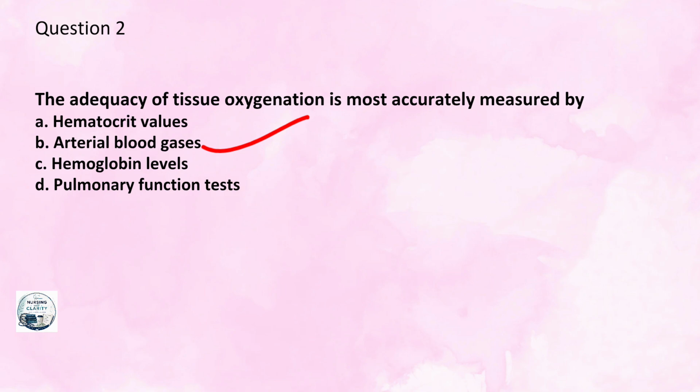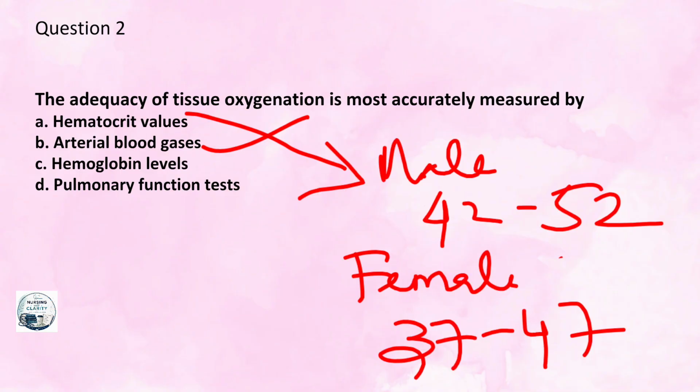Now we are going to see why the other options are wrong. A. Hematocrit values, which means the percentage of red blood cells in blood. Normal value for an adult male is 42 to 52 percent, and for an adult female 37 to 47 percent.